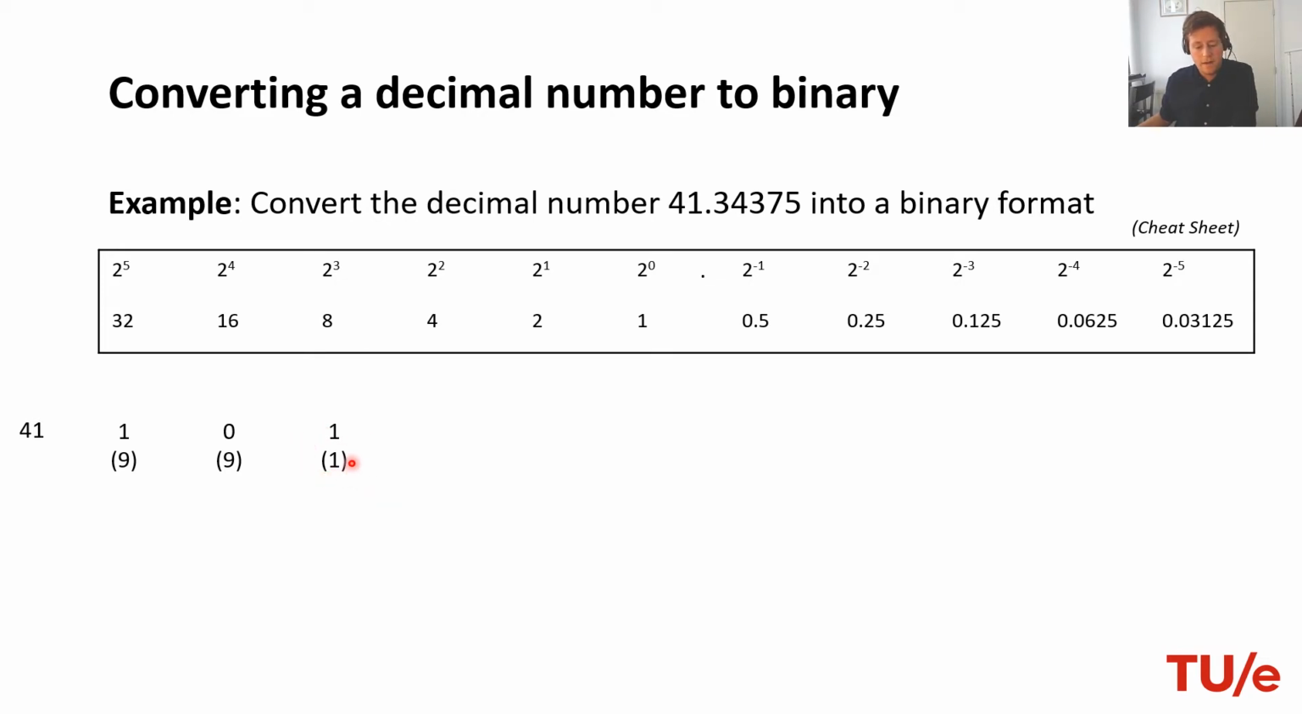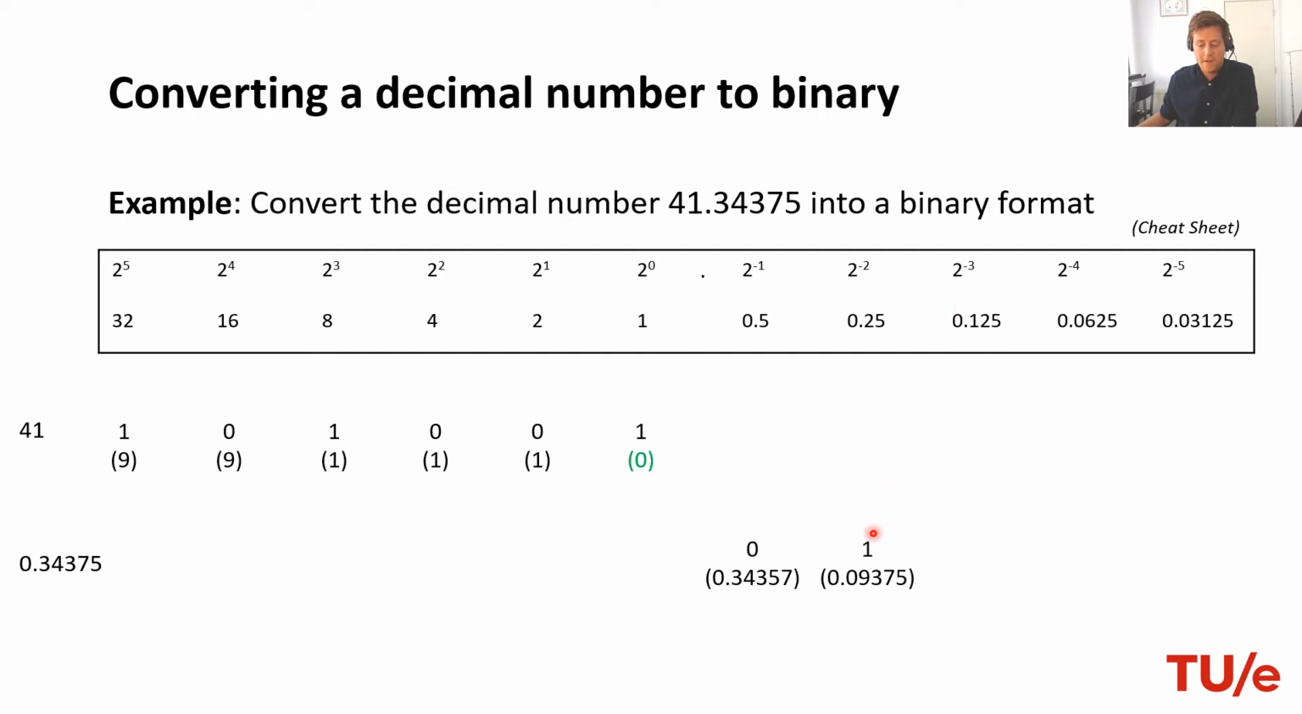And now we can already actually see that 4 and 2 will not fit in there, and this 1 will. So we see that the final binary representation of the number 41 is 101001. Similarly, for this fraction to the right of the decimal separator, 0.34375, well, 0.5 does not fit in there. 0.25 does, so we put a 1, we subtract, and we get this remaining 0.09375.